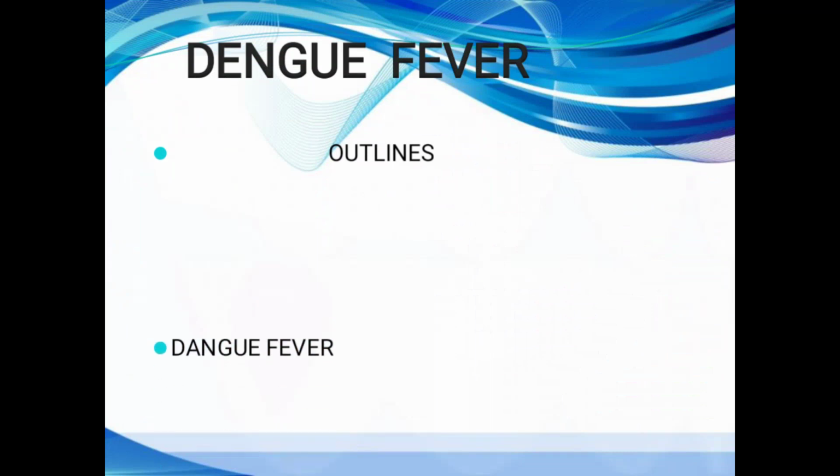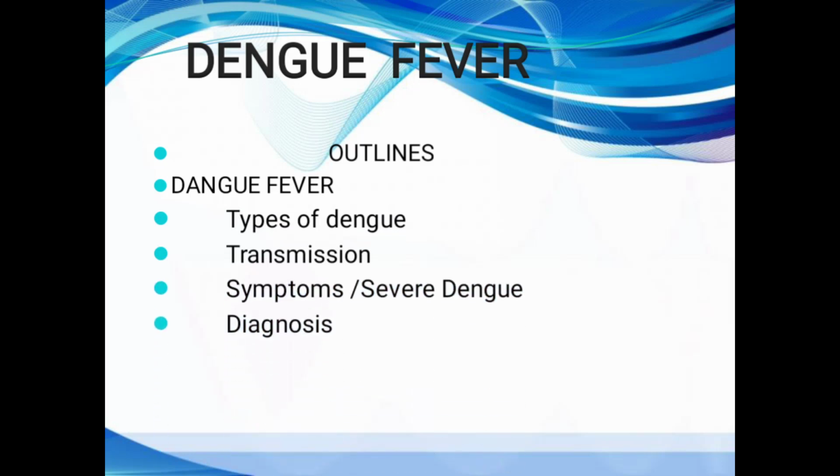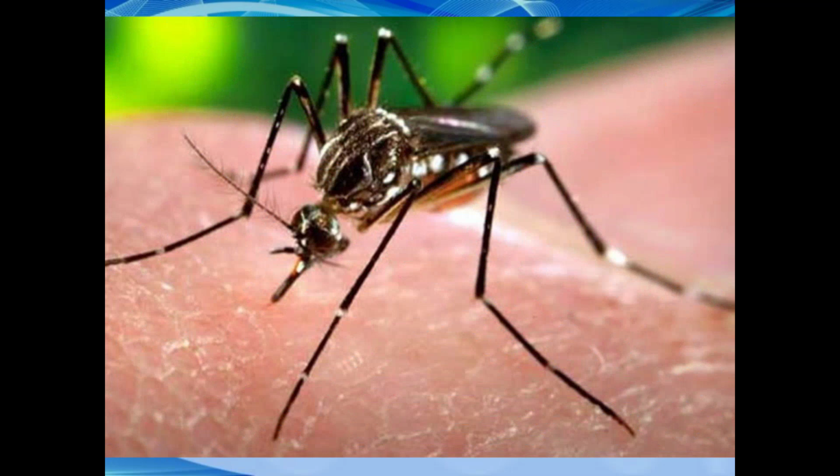The topic outline is dengue fever, types of dengue, transmission, symptoms, diagnosis, prevention, and treatment. So let's start with the introduction. Dengue fever is a mosquito-borne disease caused by dengue virus. It's also known as break-bone fever, a viral infection spread from the mosquito Aedes aegypti, most common in tropical and subtropical climates.